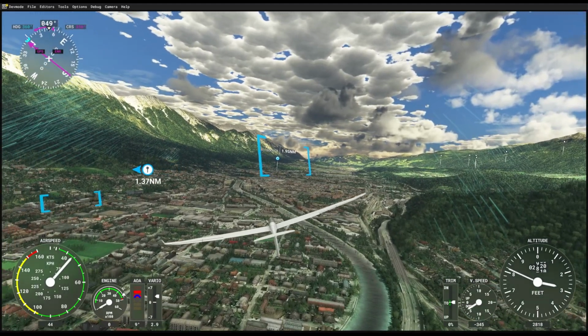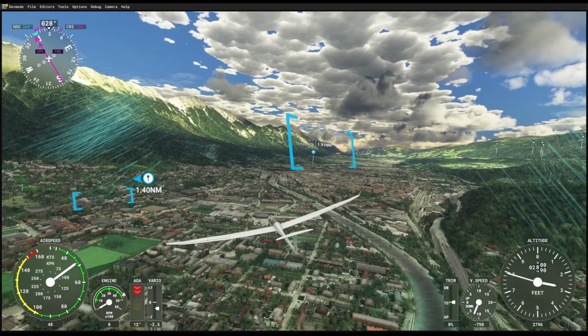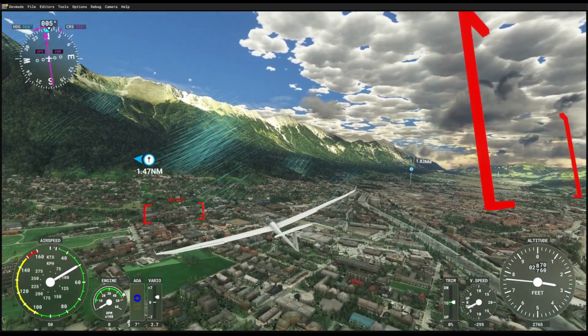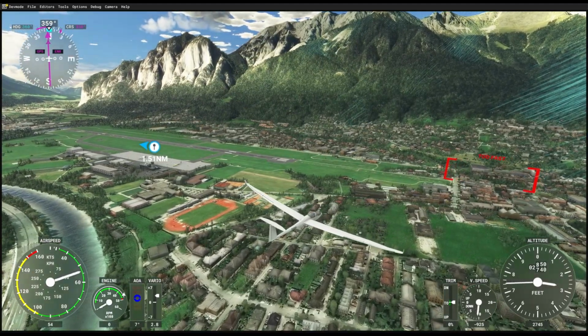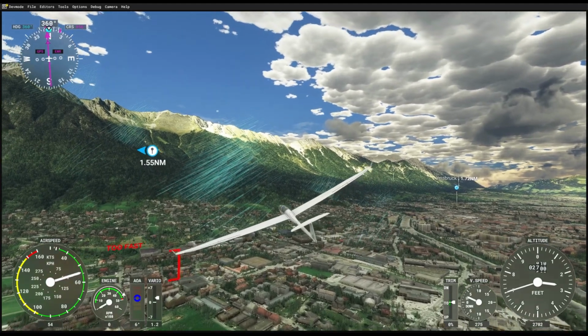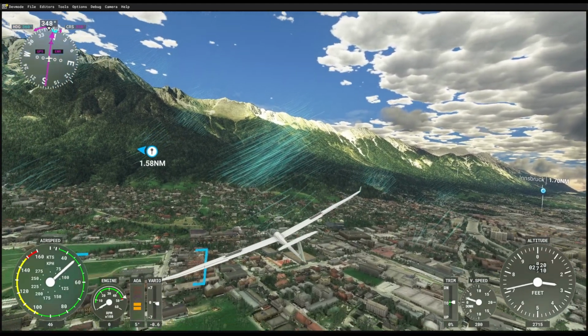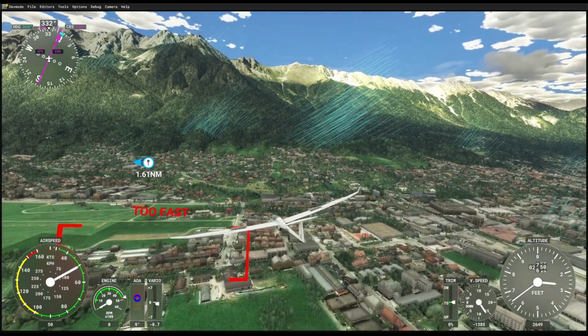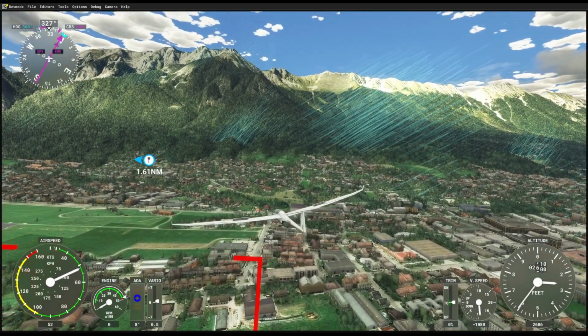Turning now on to the base leg from the downwind. We're at about the right elevation. Some minor adjustments need to be made. And I'll begin to look over my left shoulder at the runway to make sure that I'm making the proper position to turn onto final.